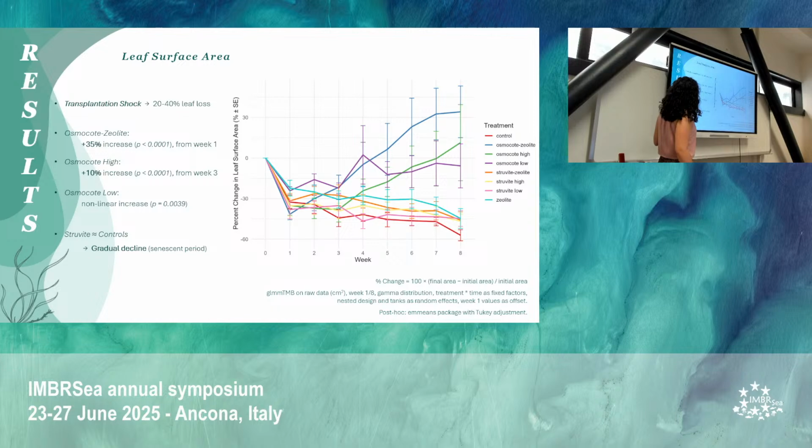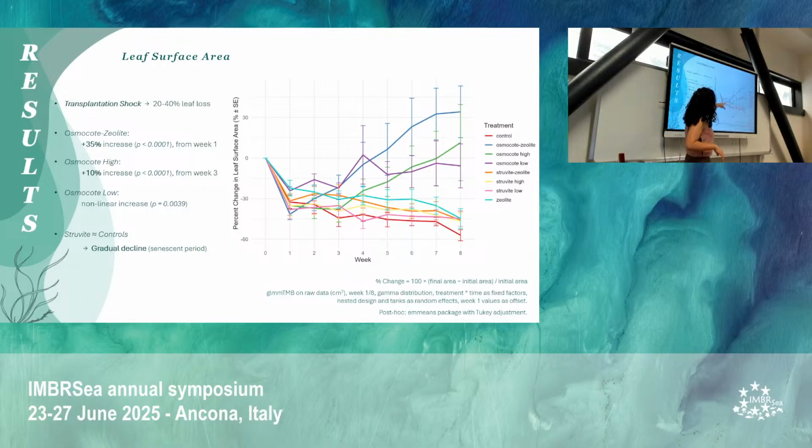Regarding the leaf surface area, the graph is showing the percent change in leaf surface area over time. They all start at 0% as their initial value, and we can see after week 1 there is a decline among all treatments, and that is possibly due to transplantation shock. So there was a loss of around 20 to 40% of leaves.